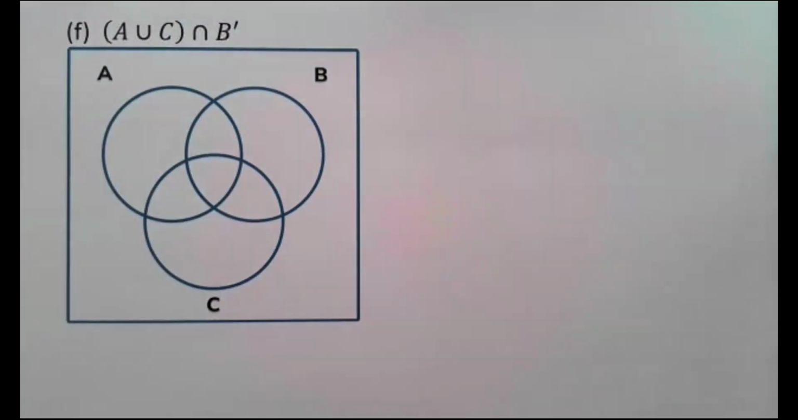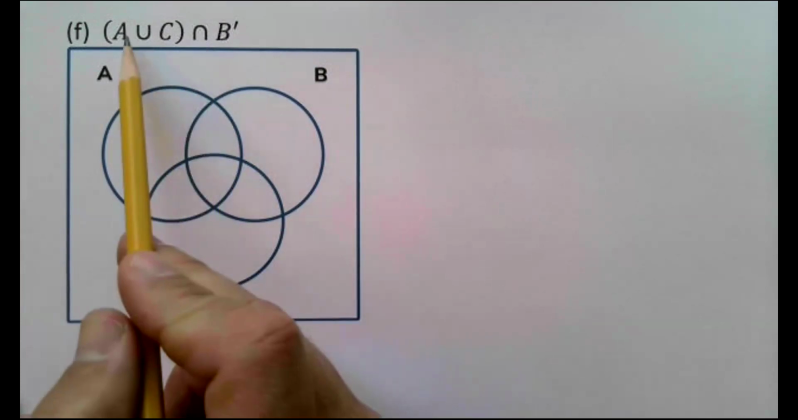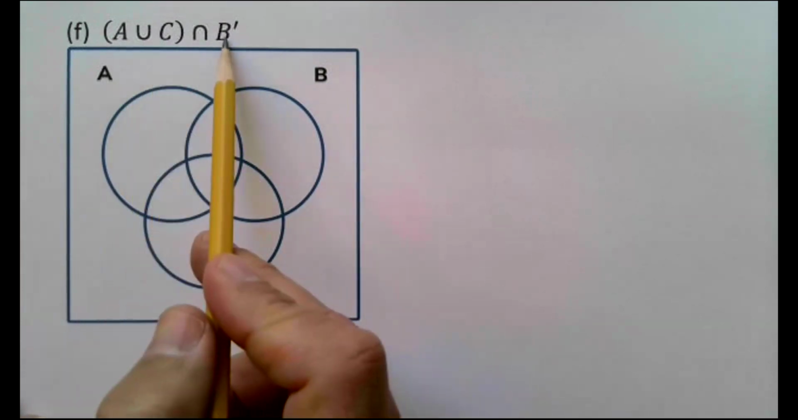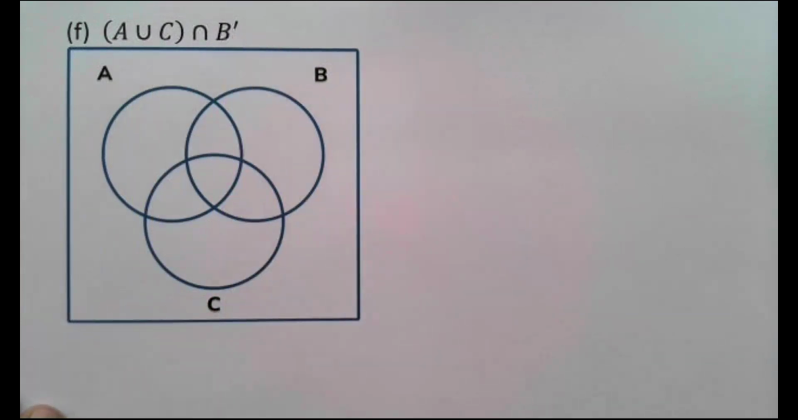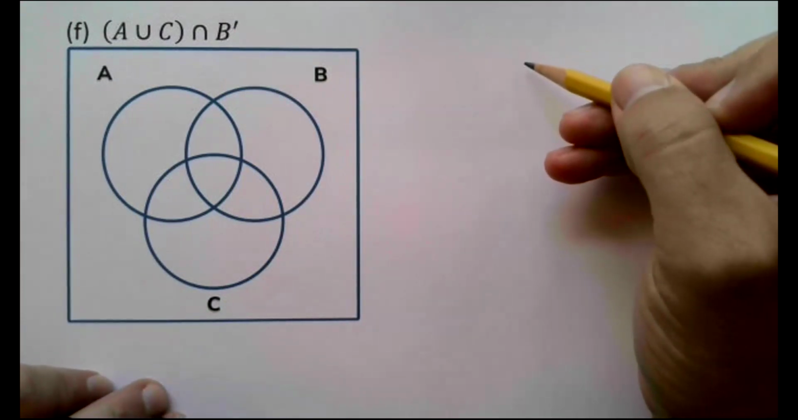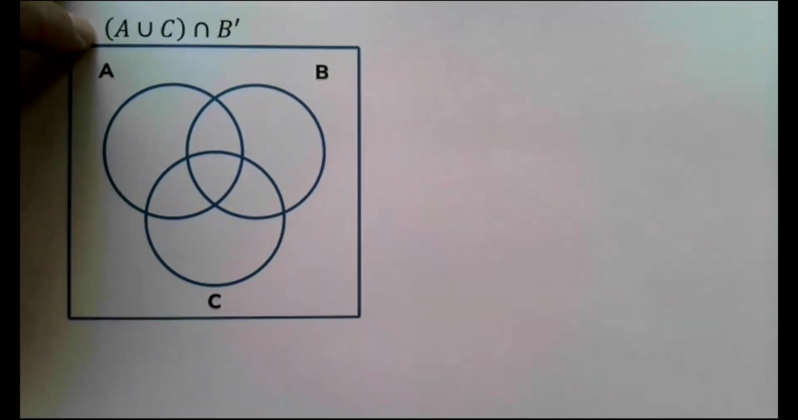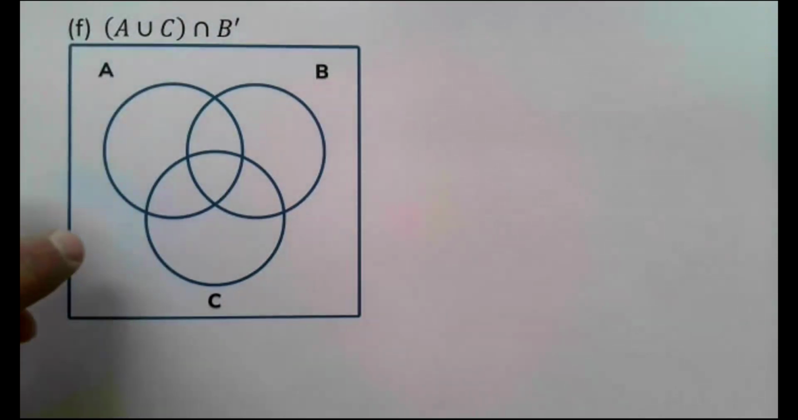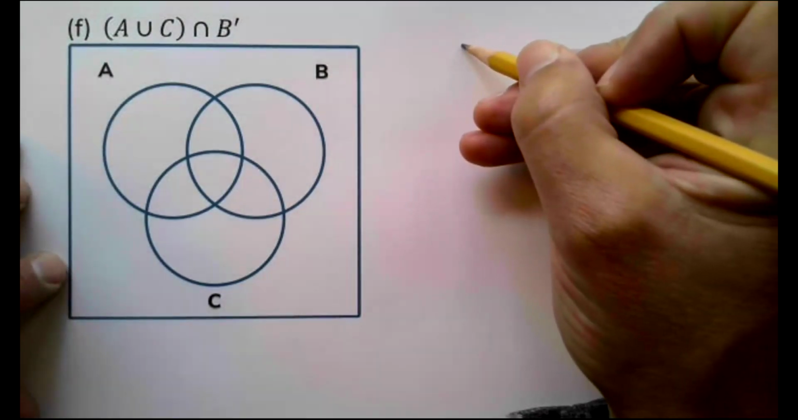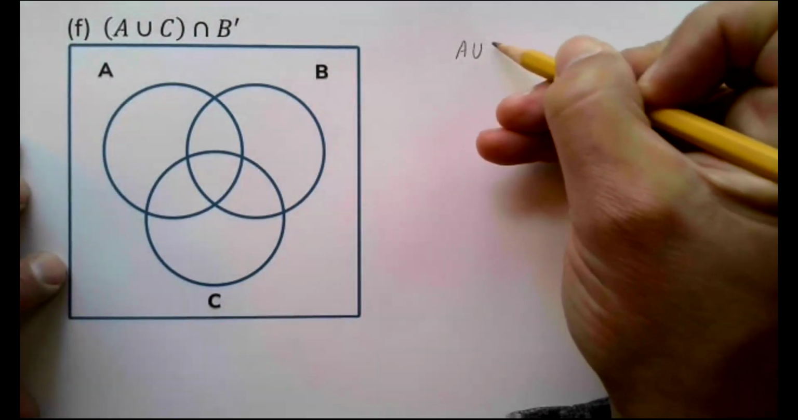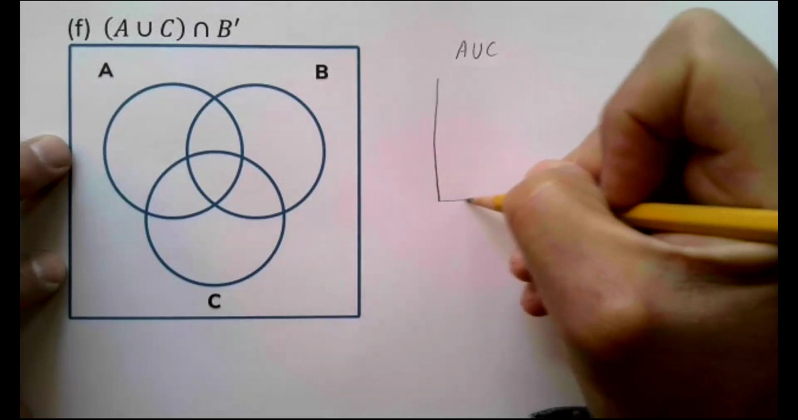Let's look at one that has a three-circle Venn diagram. These are a little harder, I think. So my final answer is going to show up here, but let's take it slow. It's asking us to intersect A union C with B complement. I think it is a good idea to probably figure out what A union C looks like. Let me see if I can squeeze that over here. What does A union C look like?